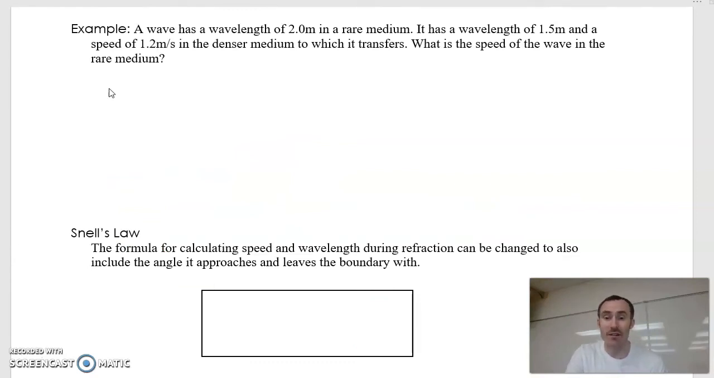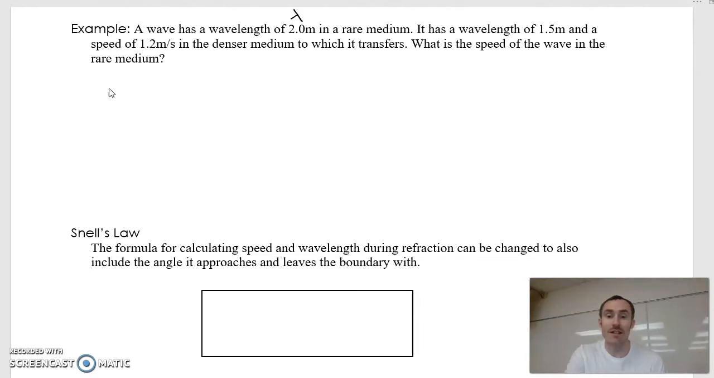A wave has a wavelength of 2 meters in a rare medium. It has a wavelength of 1.5 meters at a speed of 1.2 meters per second in a denser medium to which it transfers. What is the speed of the wave in the rare medium? So we have 4 pieces in this relationship. We have speed 1 and speed 2. We have wavelength 1 and wavelength 2. In any of these problems, it has to give you 3 of those pieces, and you will solve for the 4th.